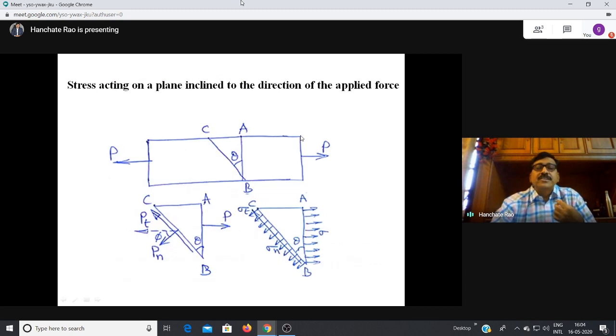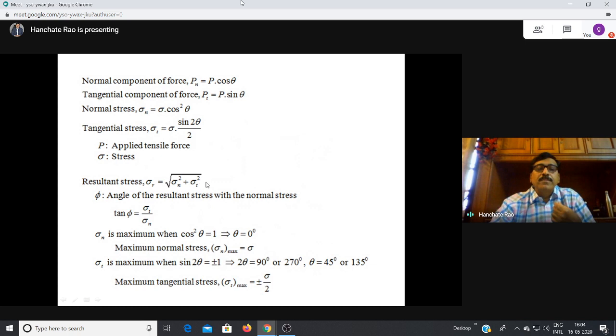So we have a normal stress and a tangential stress, and there will be a resultant stress. The resultant stress sigma r will be equal to the square root of sigma n squared plus sigma t squared. Where does this resultant stress act? Tan phi is equal to sigma t by sigma n. This is sigma t, this is sigma n, and the resultant stress will act somewhere here. If this angle is phi, then tan phi is equal to sigma t by sigma n.